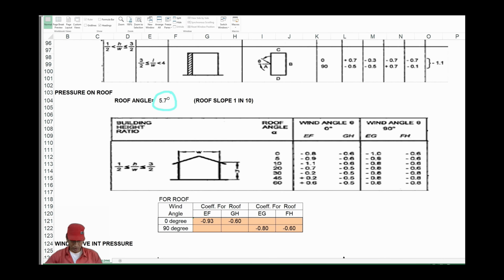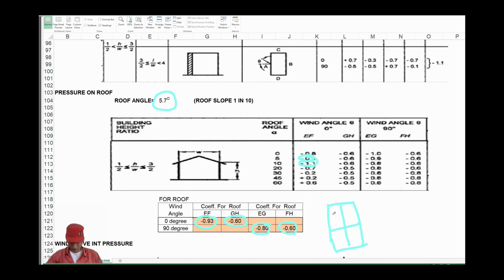This is the roof angle. For 5.7 degree interpolating, we get 0.93 between 0.91 and 1.1. Then GH, 0.6, easy 0.7. So for what constitutes EF, GH, EG or FH area, you should refer to the code there.